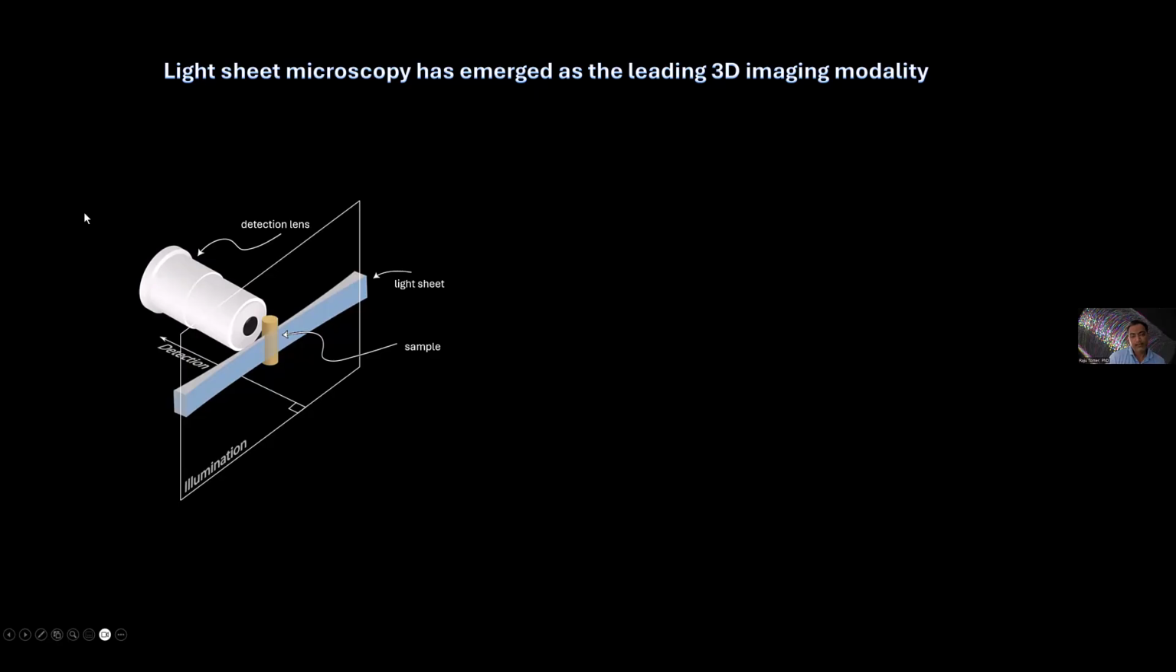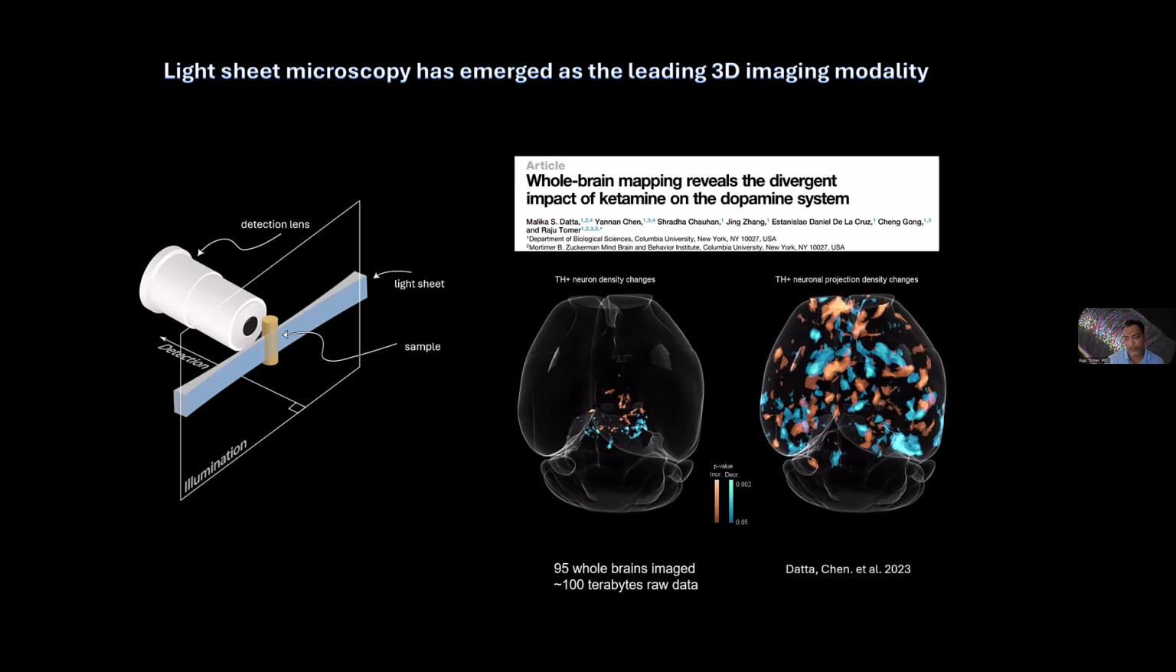So the end result is you end up doing very gentle, high-speed imaging, which is what we need for imaging large cleared samples, but also live samples, if you want to do gentle imaging over a long period of time. So for the last couple of decades, light sheet microscopy has been driving great advances in many different domains. I just want to share one example from our own work.